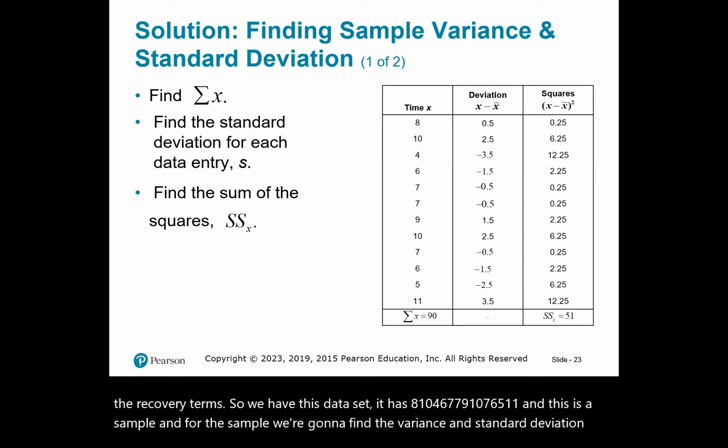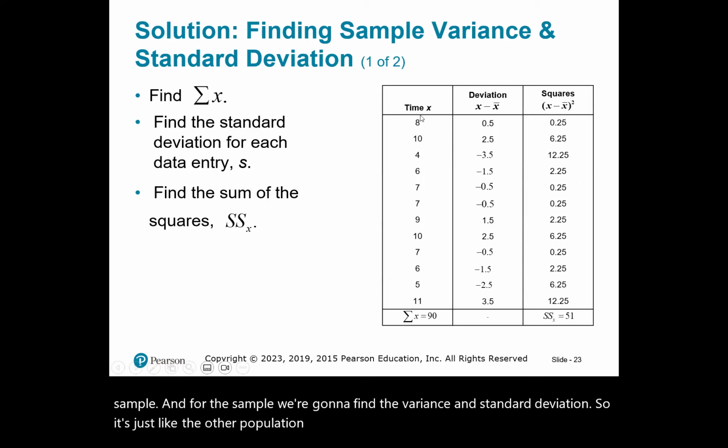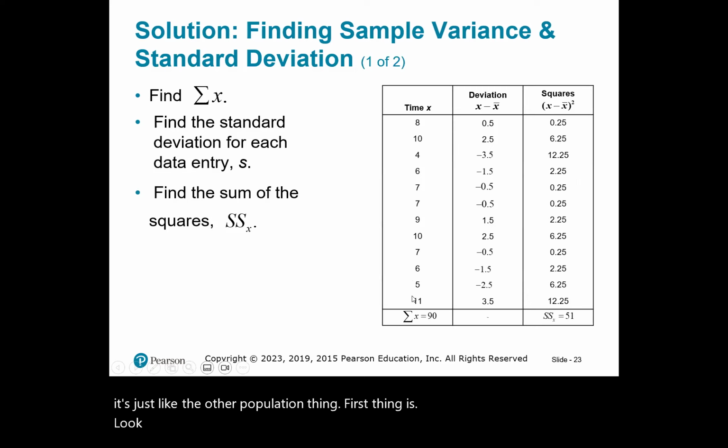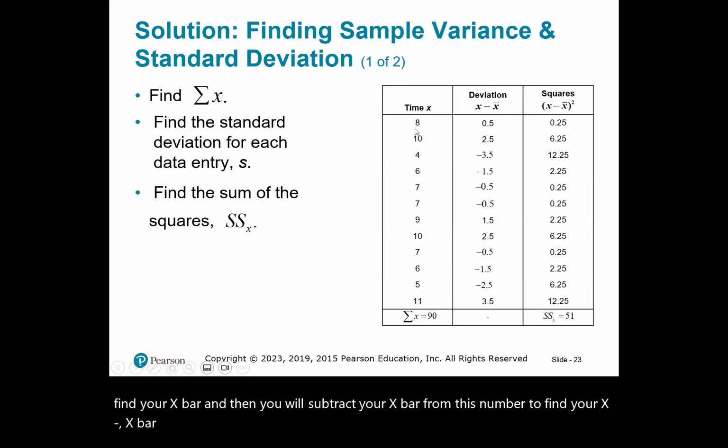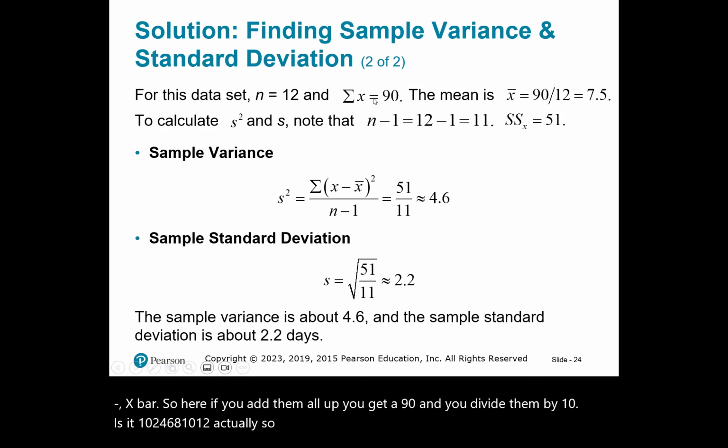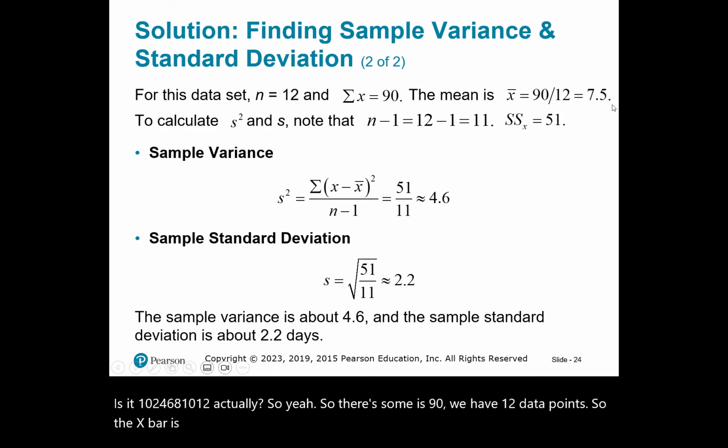And for the sample, we're going to find the variance and standard deviation. So it's just like the population case. First, we're going to add all these numbers, and then divide by how many you have to find your x bar. And then you will subtract your x bar from each number to find your x minus x bar. So here, if you add them all up, you get 90. We have 12 data points. So the x bar is 90 divided by 12, which is 7.5.